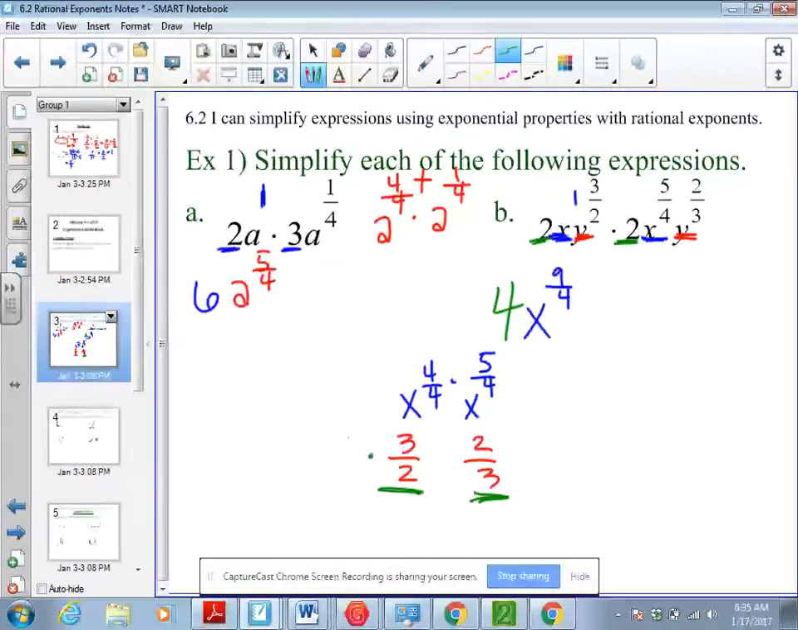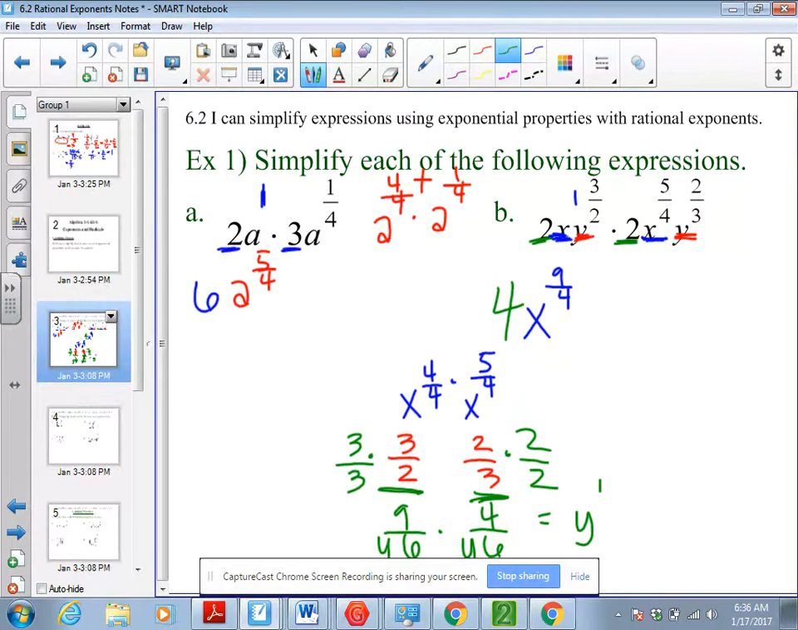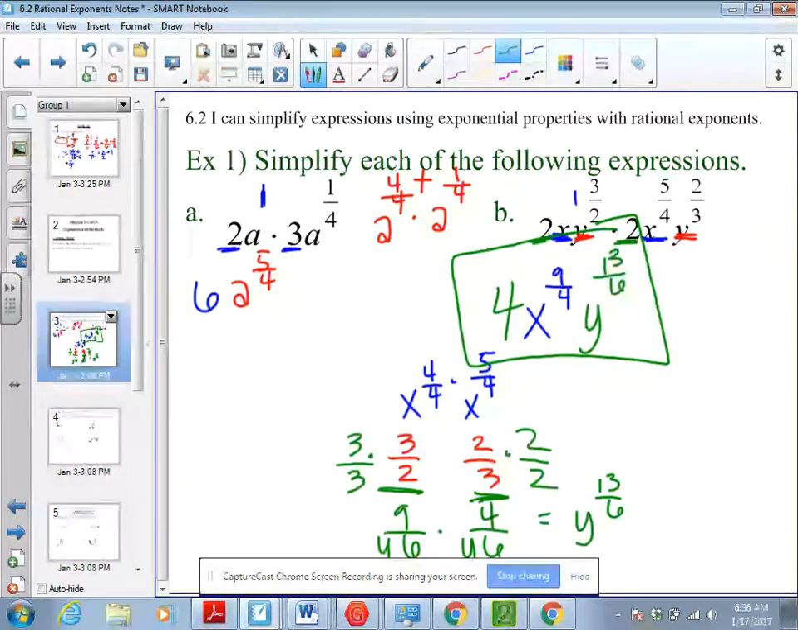So I'm going to multiply this one by 3, this one by 2, so they both end with a denominator of 6. This is going to become 9/6 and 4/6. So I have y to the 9/6 times y to the 4/6. I'm going to add those, and that is going to become y to the 13/6. Does none of these simplify nicely? This is my answer.